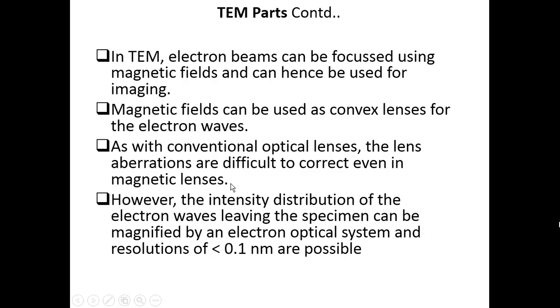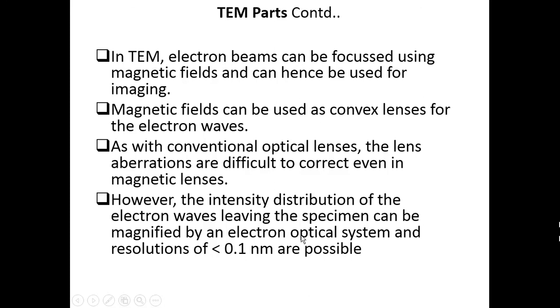But generally, there are ways and means to do this. The optical aberrations when the beam passes through the lens can be corrected. That is all possible. However, the intensity distribution of the electron waves leaving the specimen can be magnified by an electron optical system, and resolutions of less than 0.1 nanometer are possible.